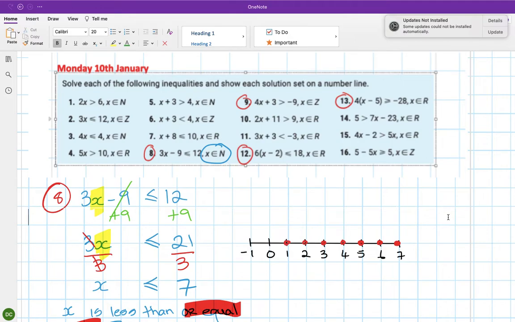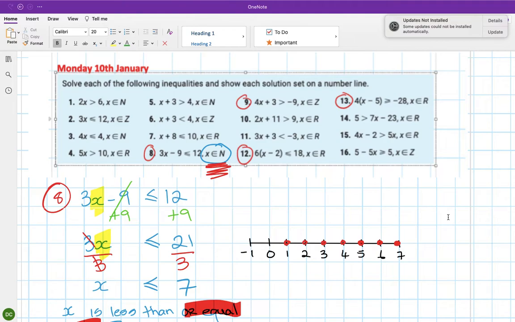Always be wary of going to 0, just in case it's natural. And in this case, it is. So we won't do 0 and minus 1 because they are not natural. So it's just 7, 6, 5, 4, 3, 2, 1. And then we don't need to shade in between because it's natural and they're whole numbers. Okay? Right, so 9.